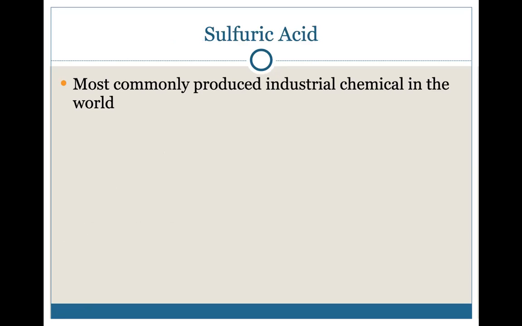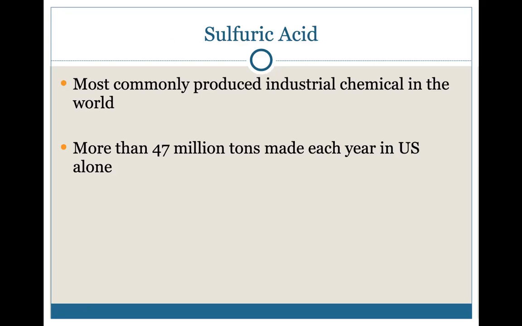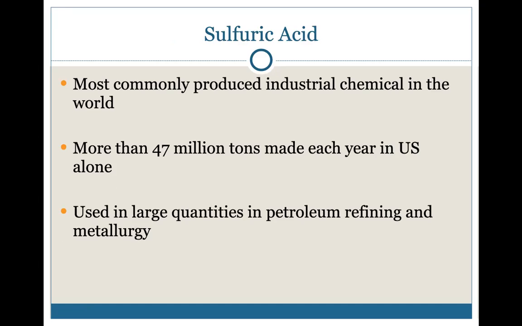Sulfuric acid is the most commonly produced industrial chemical in the world. It's used mostly in petroleum refining and metallurgy. Why do we care about petroleum refining? Because we get tons of products from petroleum, which is the crude oil, that black sludge that we take out of the ground, including methane, gasoline, diesel, paraffin wax. There's just a ton of products that we get out of that. And sulfuric acid is used there.